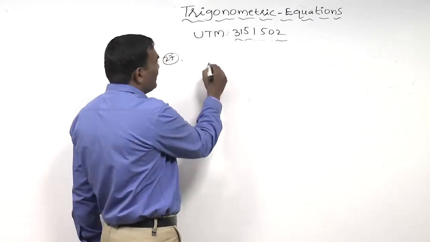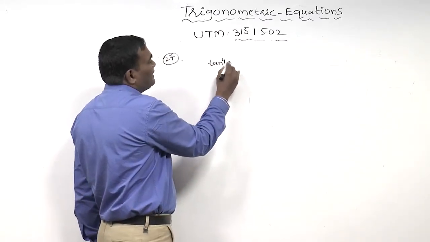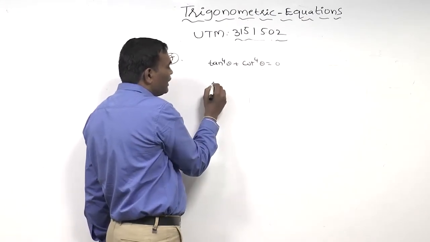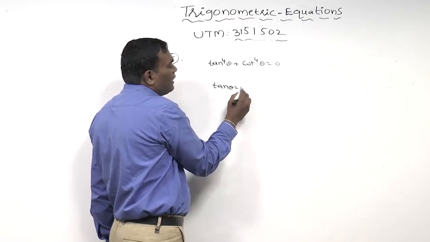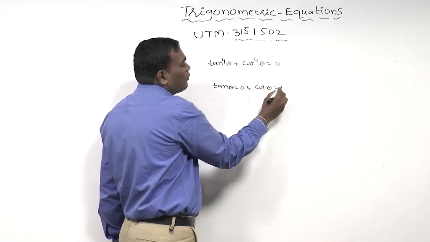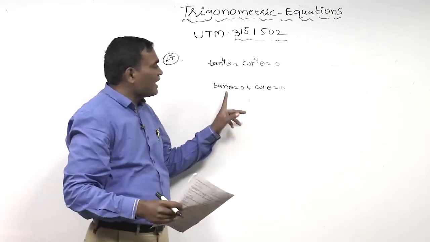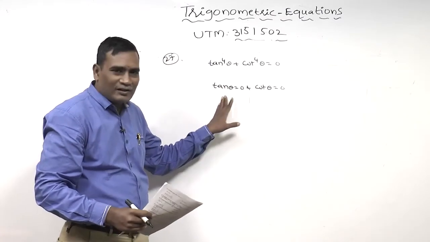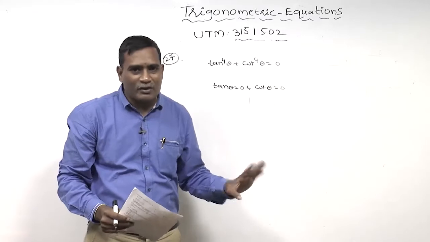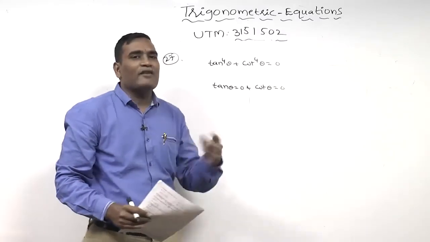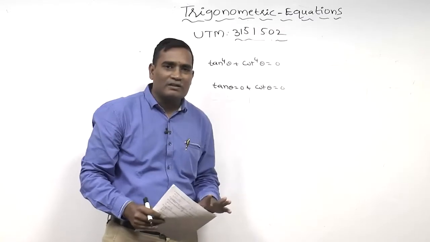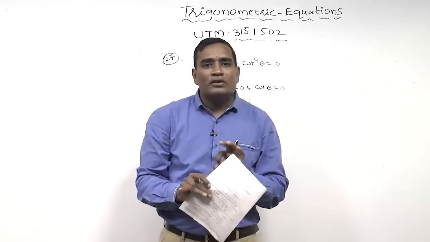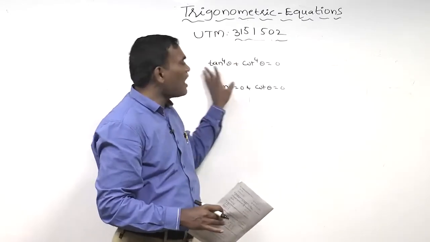Is it possible? Here tan power 4 theta plus cot power 4 theta is equal to 0. It is possible only if tan theta is equal to 0 and cot theta is equal to 0. Here, if tan theta is equal to 0, cot theta can never be equal to 0. If cot theta is equal to 0, tan theta can never be equal to 0. At a time, tan and cot cannot both be 0. That's why, what is the answer? There is no solution. That means it is not possible.